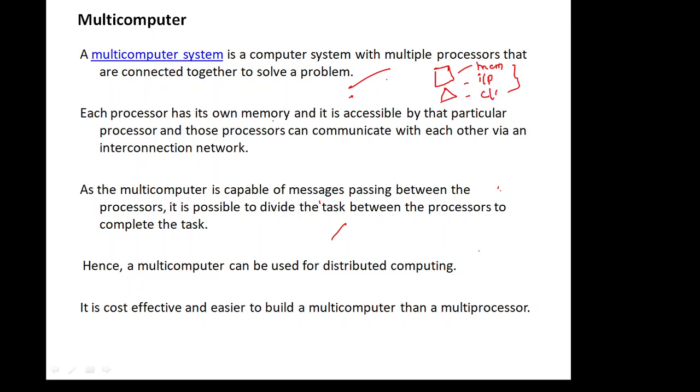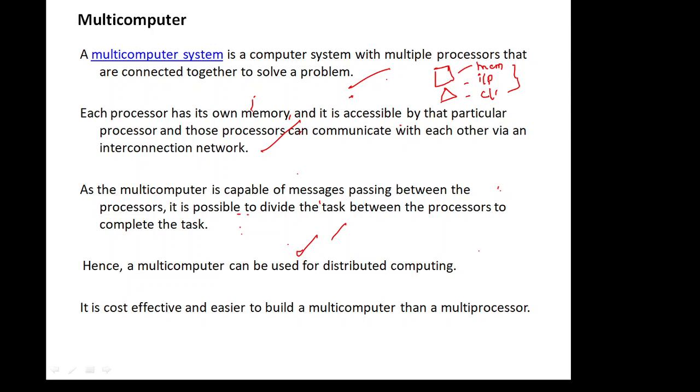Here you can see, each computer has its own memory, and it is accessible by that particular processor, and those processors can communicate with each other through a network. Through a network, we are going to connect all the computers so that they can share information. So a multi-computer is capable of message passing between the processors, right? How are they going to communicate? They are going to communicate by making use of message passing. Hence, a multi-computer can be used for distributed computing. As we have seen in the previous slide, shared and distributed.